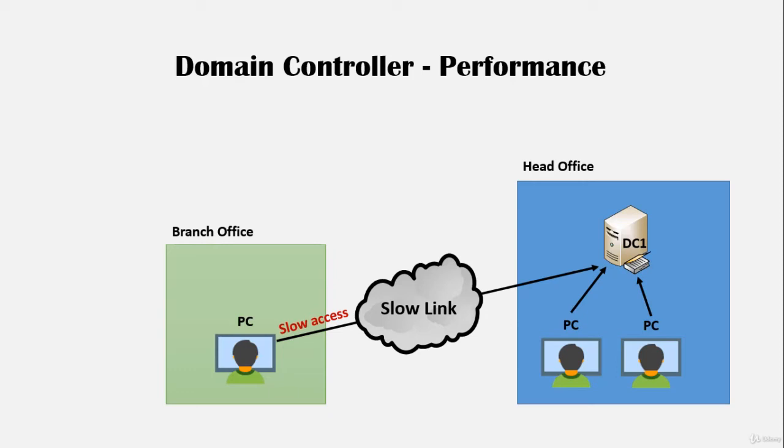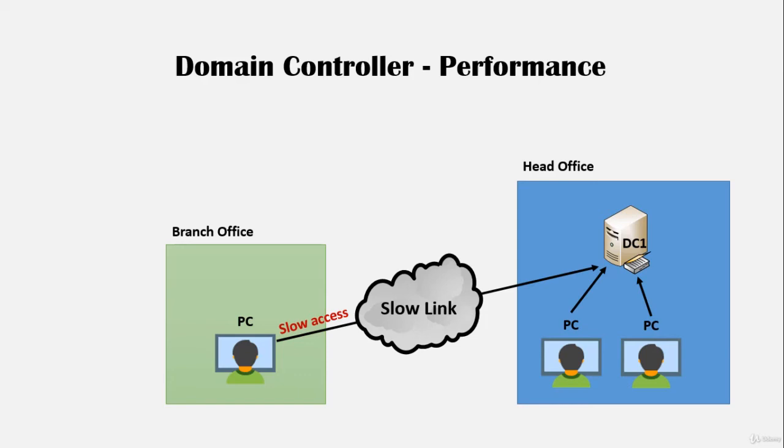Imagine this situation. Your organization has multiple sites spread around the country, with one domain controller installed in the head office. All the users on the branch office should be authenticated on that domain controller prior to accessing their computer or to any other resources on the network. This will generate network traffic over the internet link, and performance can drop down with a slow and not reliable link.